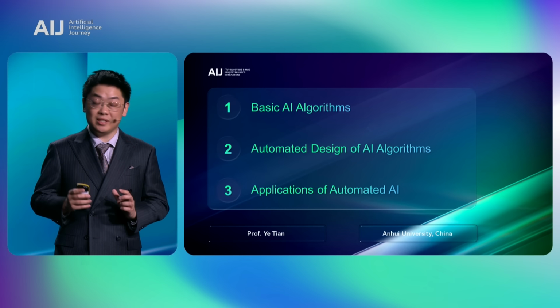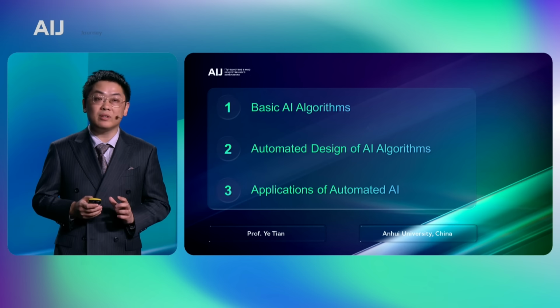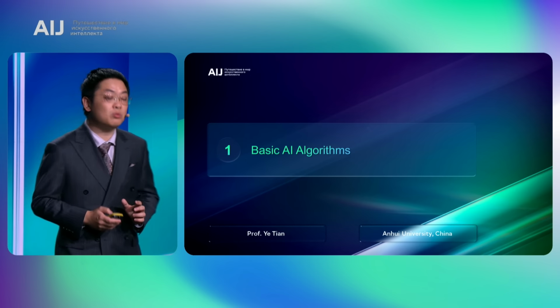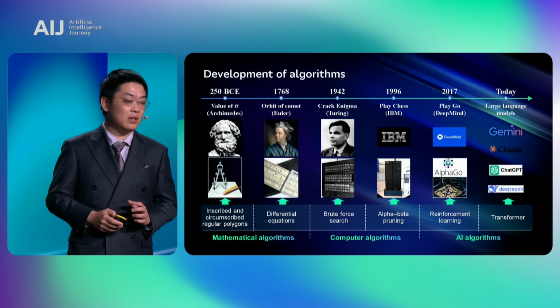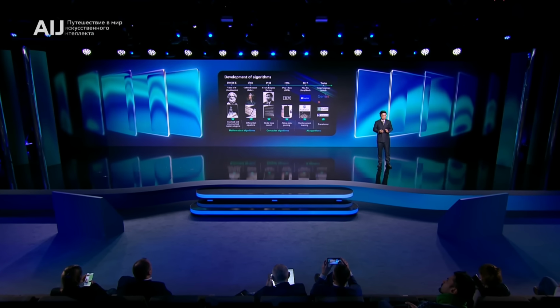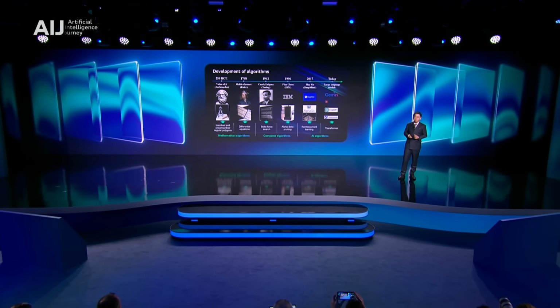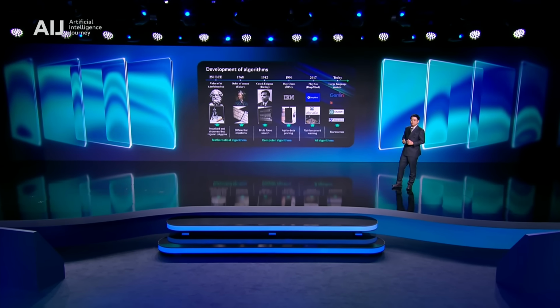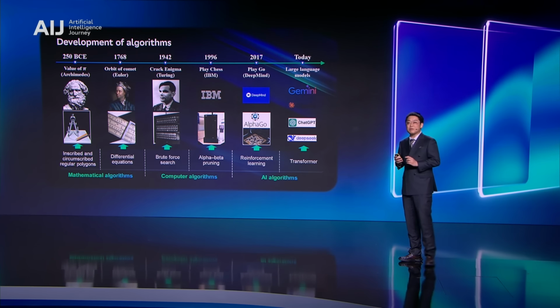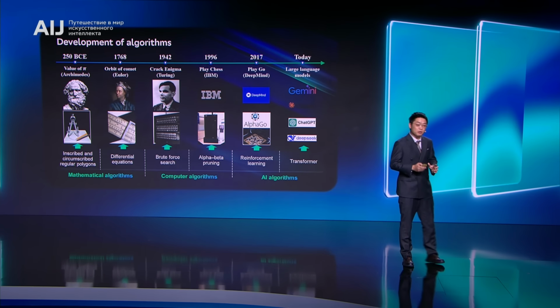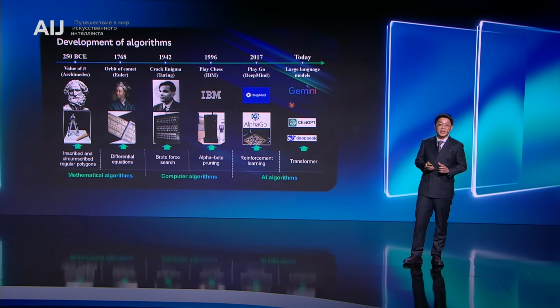So today, my presentation about the design of AI includes 3 parts. The first part is about some introductions to basic AI algorithms. During the development of humanity, from Archimedes, Euler, Turing to advanced AI methods, people use more and more complex algorithms to solve more and more challenging problems, from the calculation of pi to large language models. With the development of mathematics and computer science, the methods go from mathematical algorithms, computer algorithms, to the advanced AI algorithms.